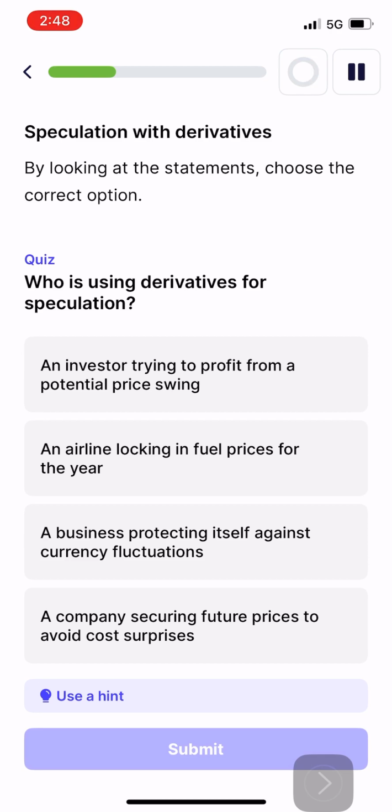Time for a quick quiz. By looking at the statements, choose the correct option. Who is using derivatives for speculation? Is it an investor trying to profit from a potential price swing, an airline locking in fuel prices for the year, a business protecting itself against currency fluctuations, or a company securing future prices to avoid cost surprises?